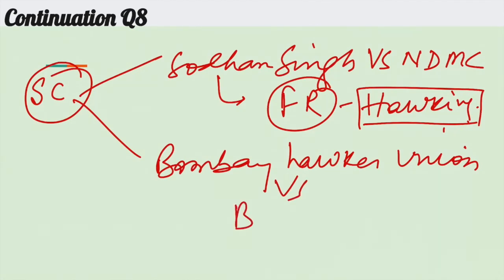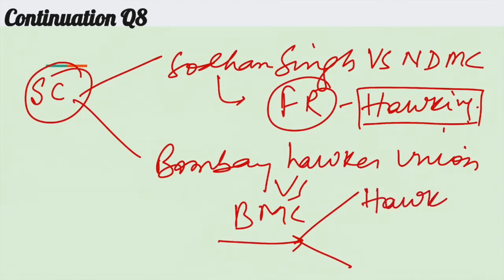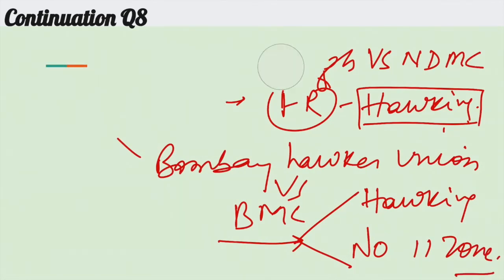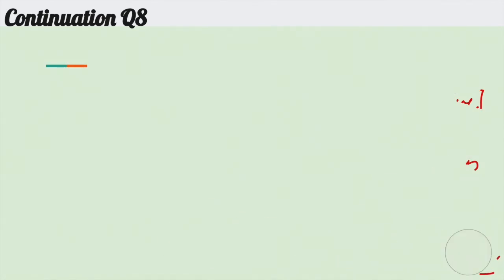And also in Bombay Hawkers Union versus BMC, the Supreme Court has said that the authorities should demarcate what is a hawking zone and what is a no hawking zone. Okay, this can be used in another answer, not in this answer. I don't find that it can be used, but if you can use it then I will appreciate it.